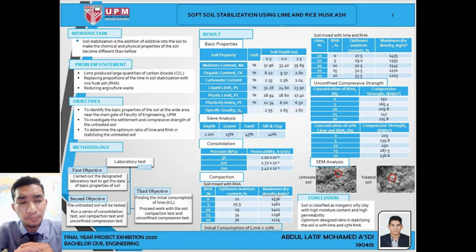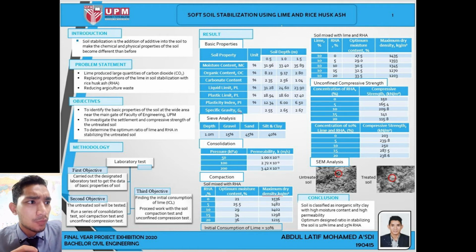And then for the compaction, I divided it into two: soil mixed with RHA, and soil mixed with lime and RHA. As you can see in the table, these are the OMC and MDD that I got from the compaction for RHA, and then the OMC and MDD for soil mixed with lime and RHA. The data of OMC I will use in the UCS test. As you can see in the table, this is the UCS result that I got.